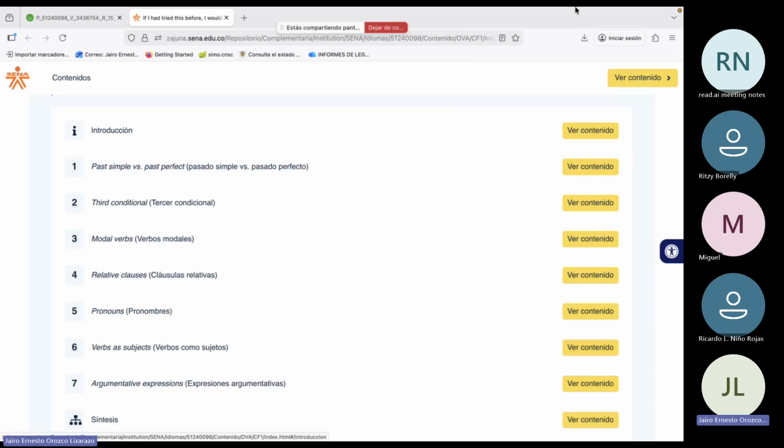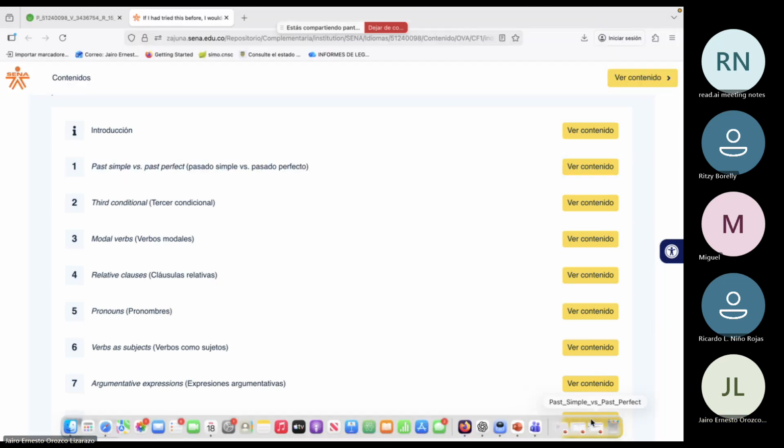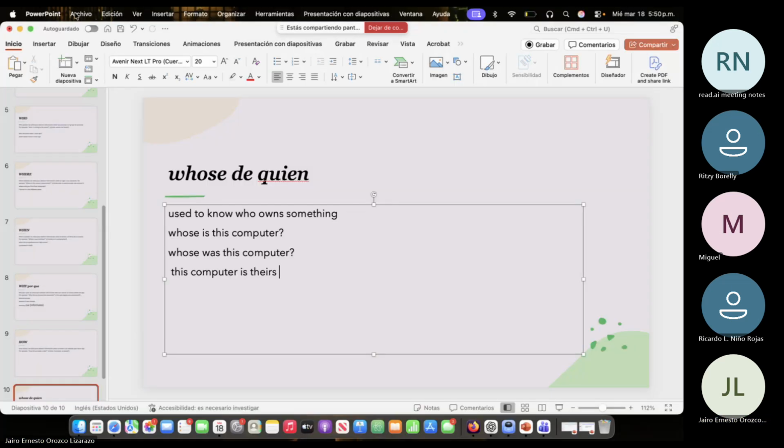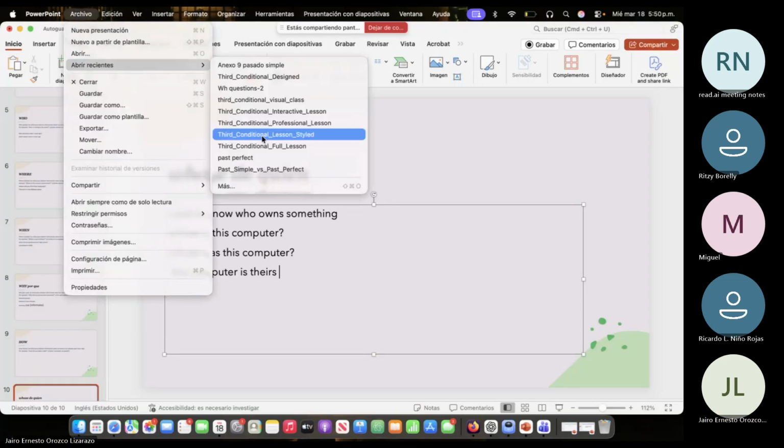Now we have modal verbs, and I think that's the last thing that we have today. Modal verbs. Let's open the modal verbs.